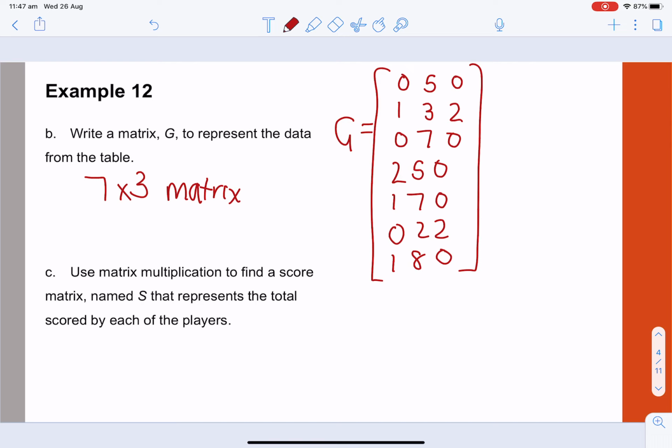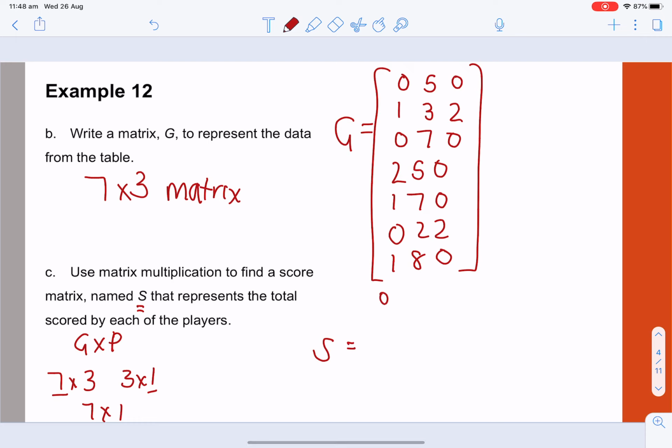Part C, use matrix multiplication to find a score matrix named S. So we're going to call our new matrix S that represents the total scored by each of the players. Now to figure out the total score, we need to find the game, or how many goals, times the number of what each of the goals were worth, so the points. So at the moment we're going to have a 7x3 matrix times a 3x1 matrix, that's what P is, and we will end up with a 7x1 matrix, just looking at those 2 outside numbers there. And that will represent the personal total for each of the 7 players.